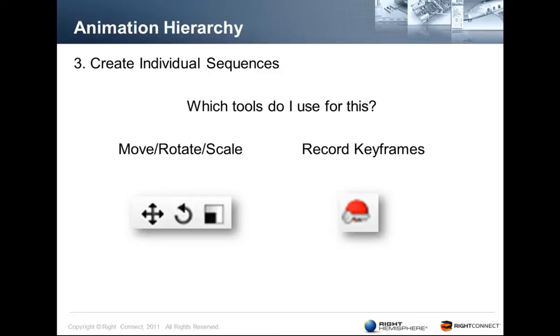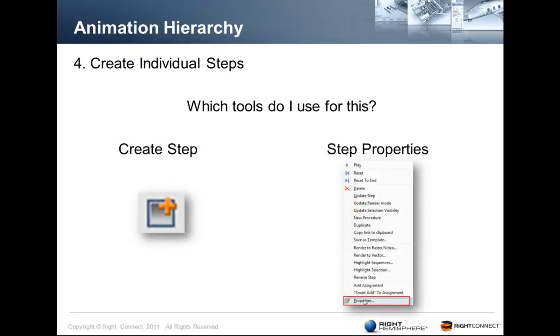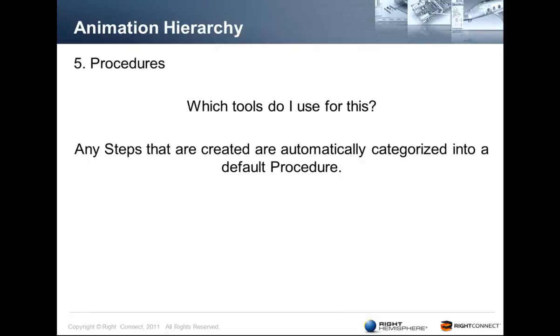Next is to create the individual sequences using the Record Keyframes button and the Move and Rotate tools. After that, you can bundle these sequences into individual steps, and you can have as many sequences playing one after another in each individual step, or none at all. And then finally, you have procedures. A procedure is a collection of steps, each playing after another, to create a full animation.